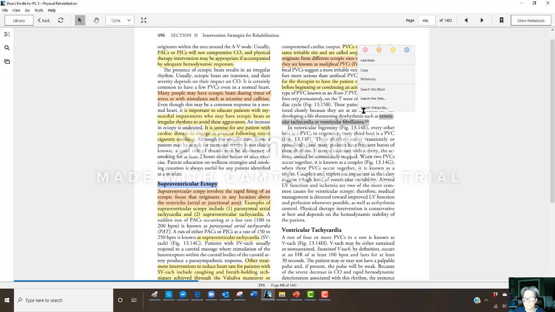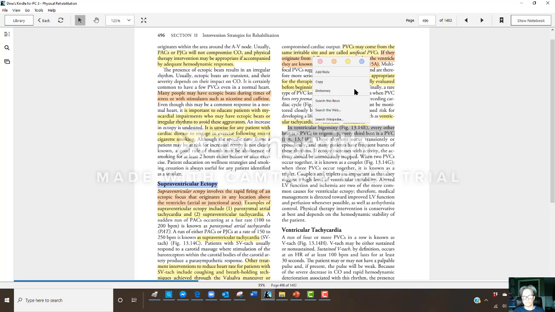Ventricular bigeminy, Figure 13.14e. Every other beat is a PVC. Trigeminy. Every third beat is a PVC. Figure 13.14f. These rhythms occur transiently or episodically, and many patients have frequent bursts of these rhythms. If ectopy increases with activity, the activity should be immediately stopped.